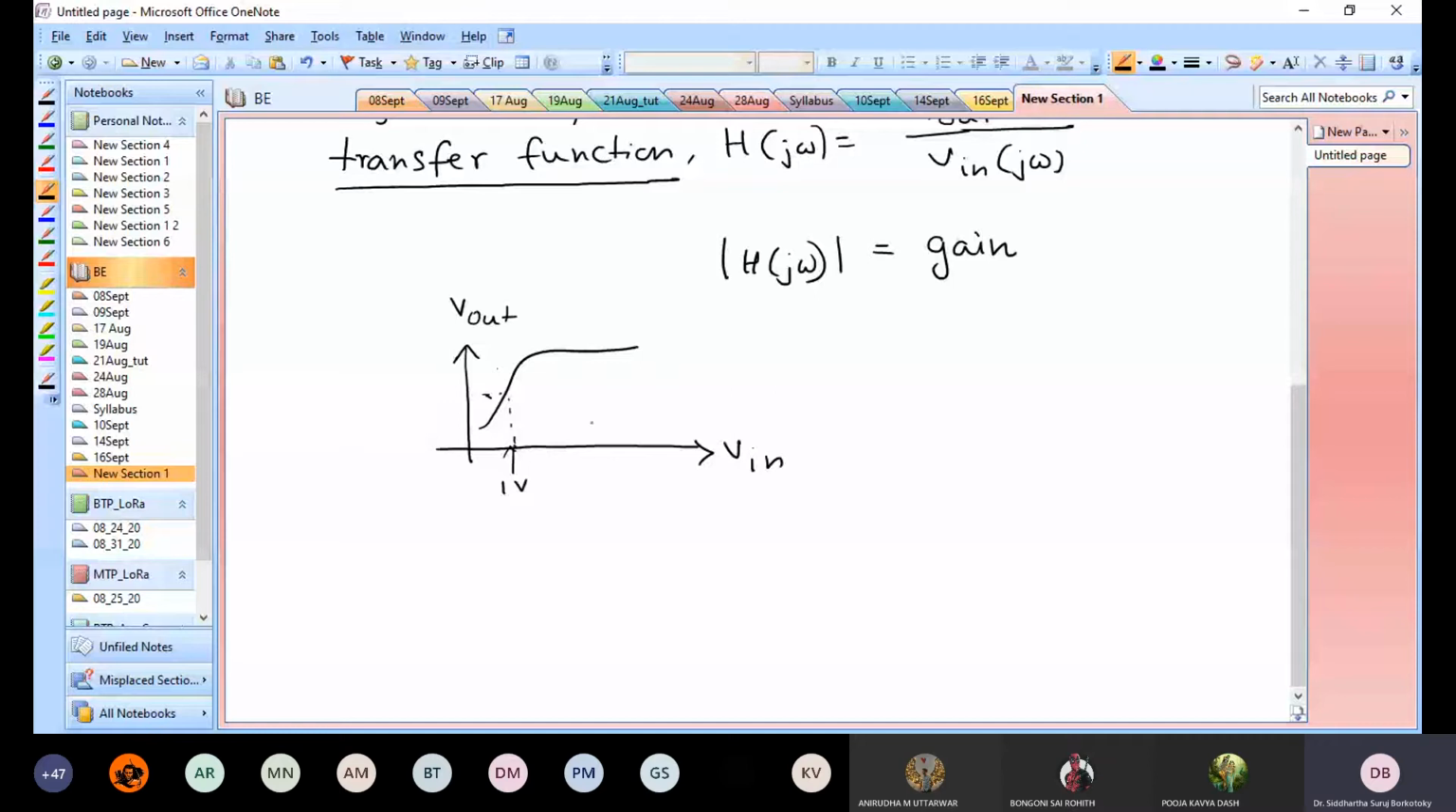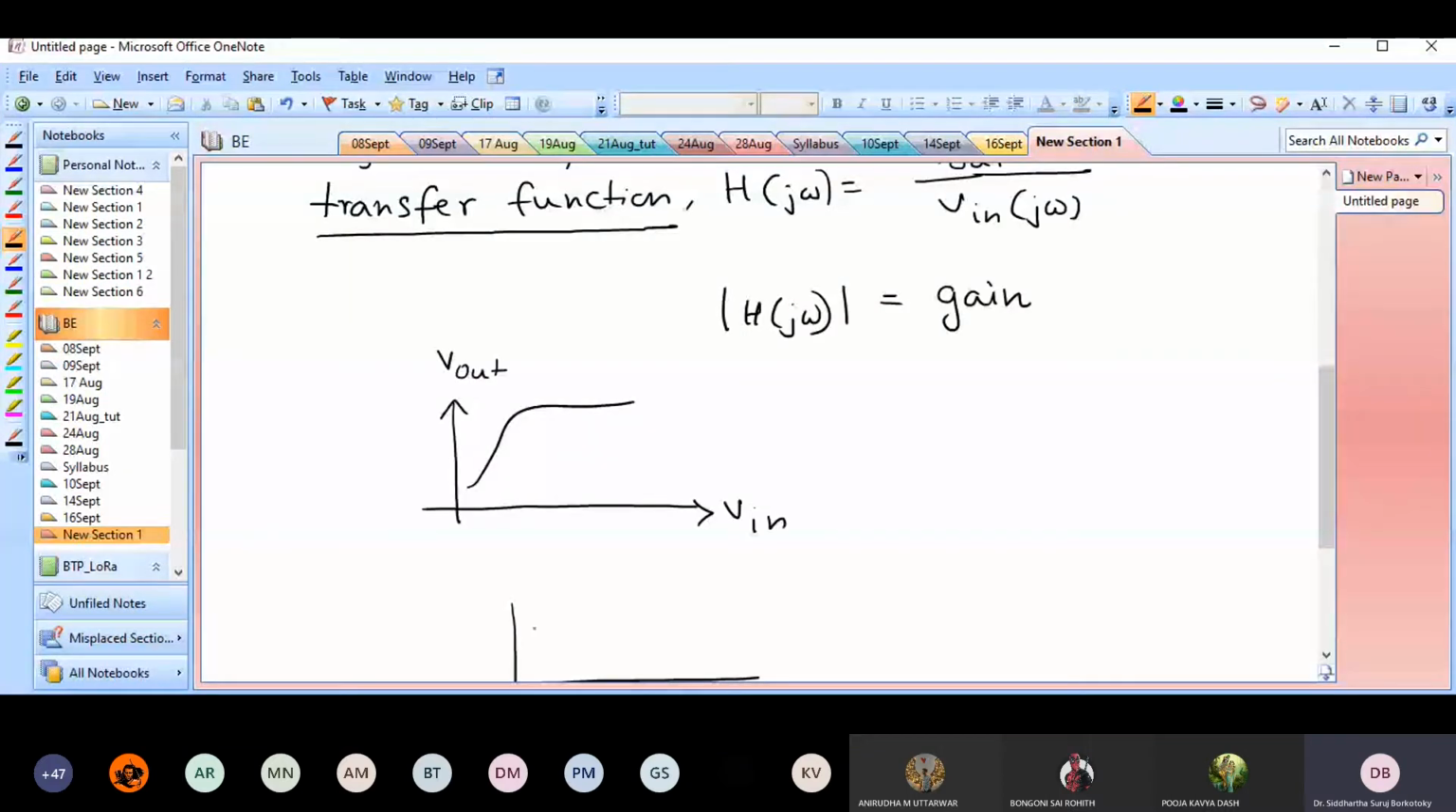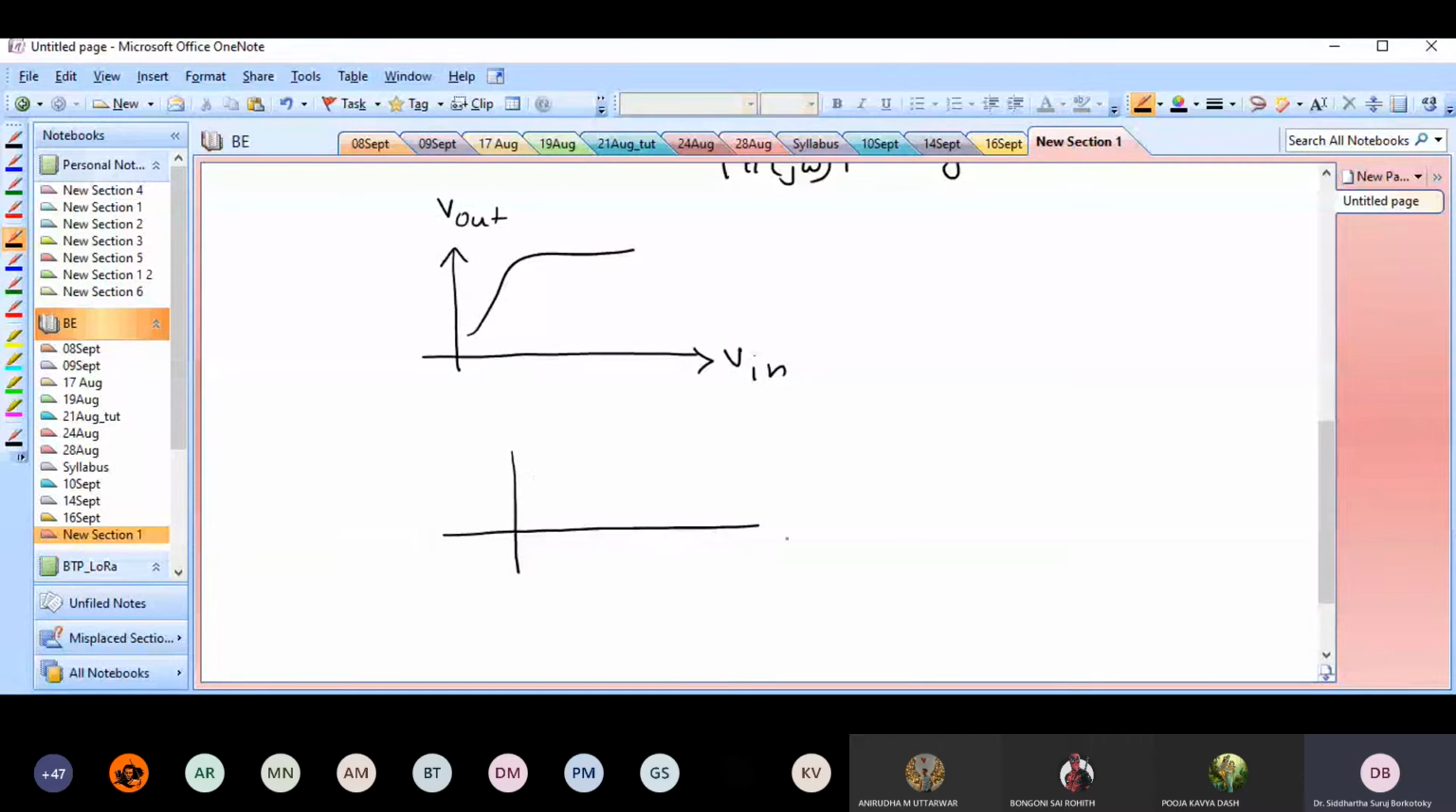Suppose I have a clipper circuit. The clipper circuit does something like this. It clips everything at some 0.5 volts or 0.7 volts. So how would my transfer characteristic look? The transfer characteristic would be, V in, V out.